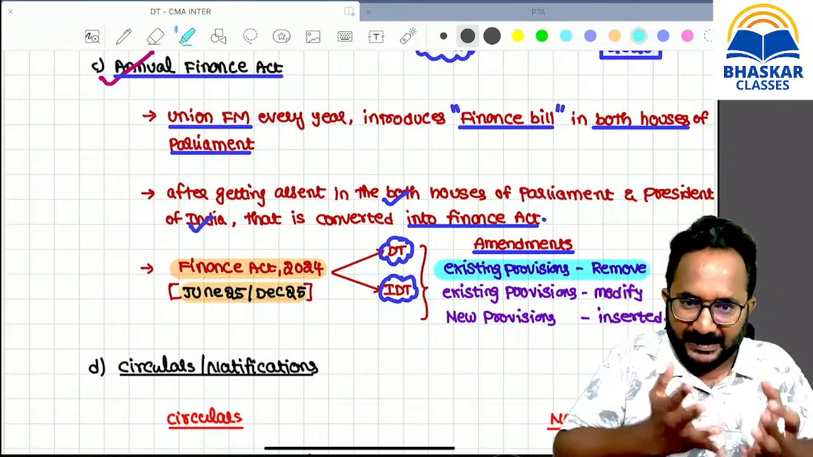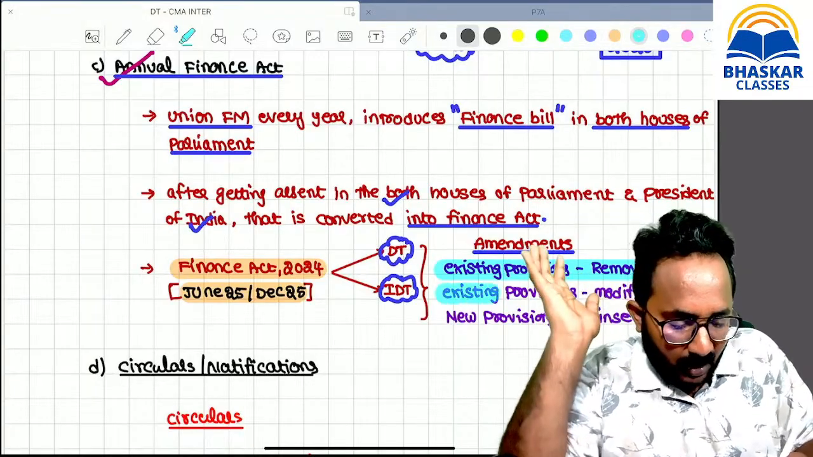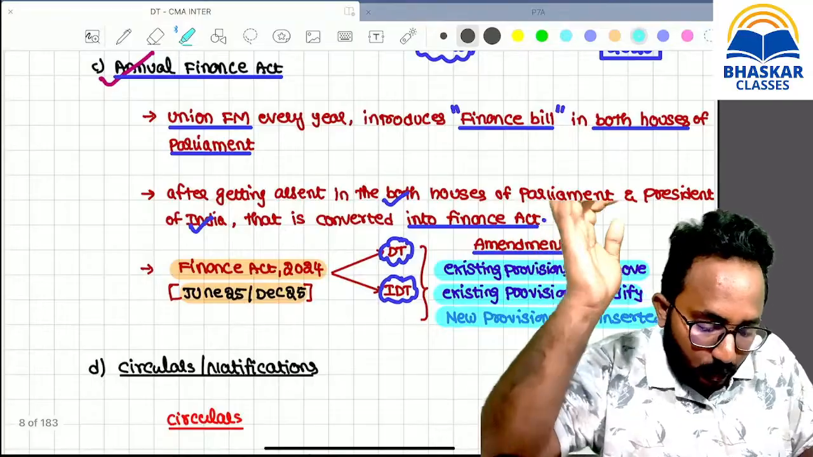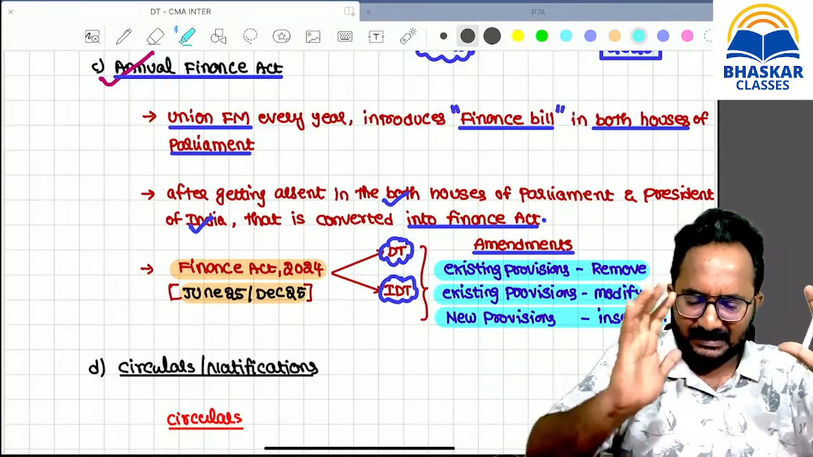So what do you mean by amendments? One provision is there, and they can remove this provision, or they can modify the existing provisions, or they can introduce new provisions also. This is what is called amendments in a general way.